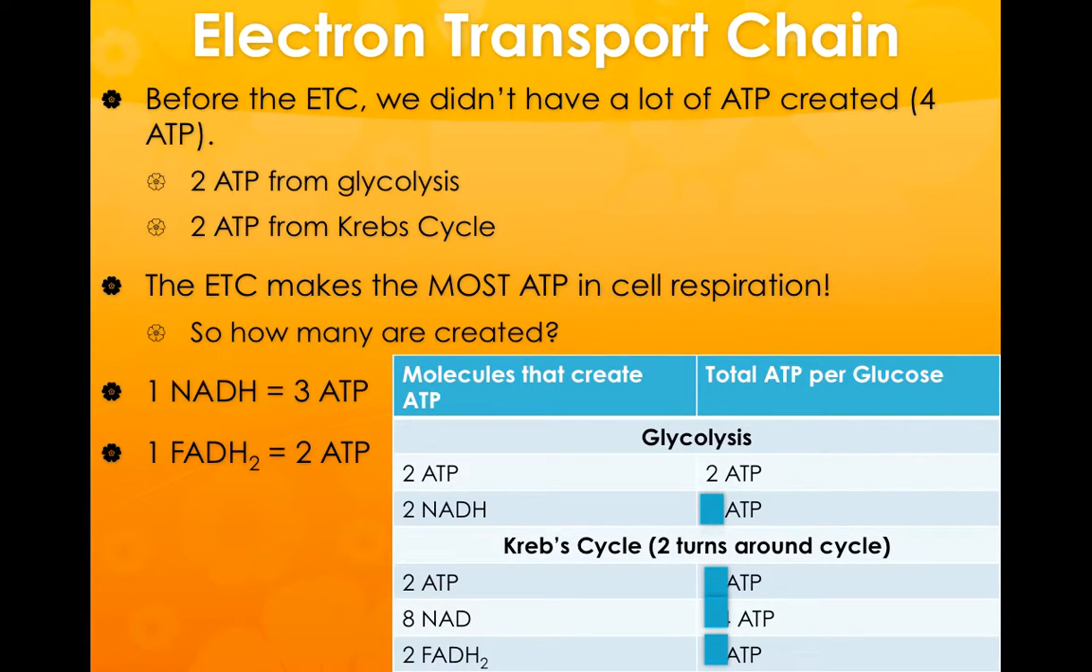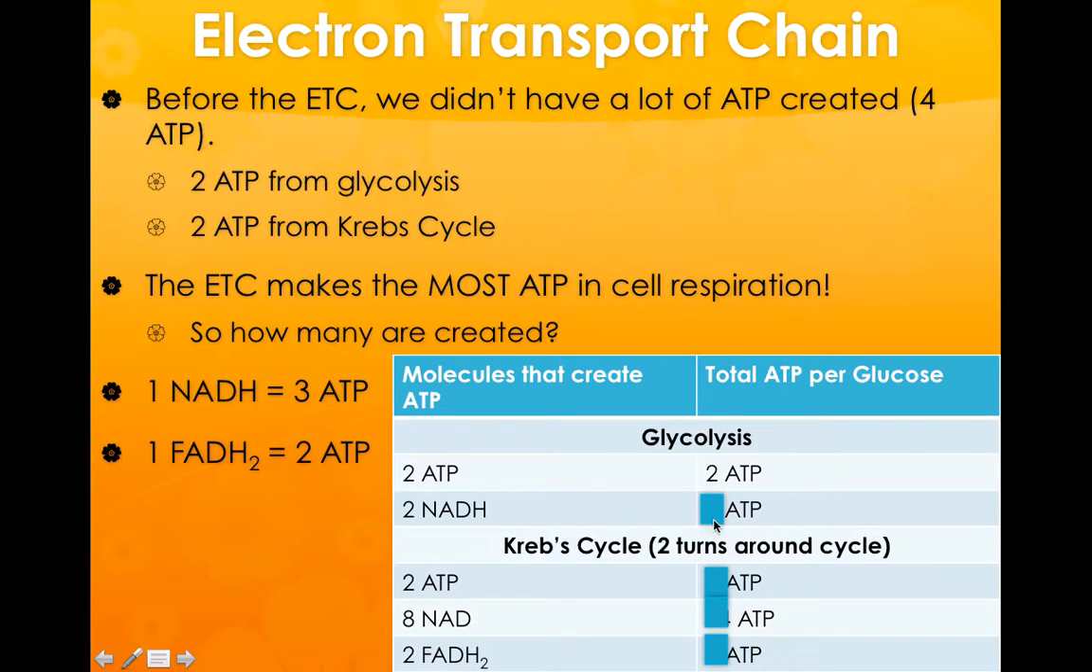Okay, so how many ATP are actually produced during cellular respiration? During glycolysis, 2 ATP were produced. Now in Krebs cycle, 2 ATP were produced as well. But these NADH and FADH2 molecules that were created in both glycolysis and Krebs cycle are actually going to make more ATP than just straight up making ATP itself. So 1 NADH equals 3 ATP. 1 FADH2 equals 2 ATP.